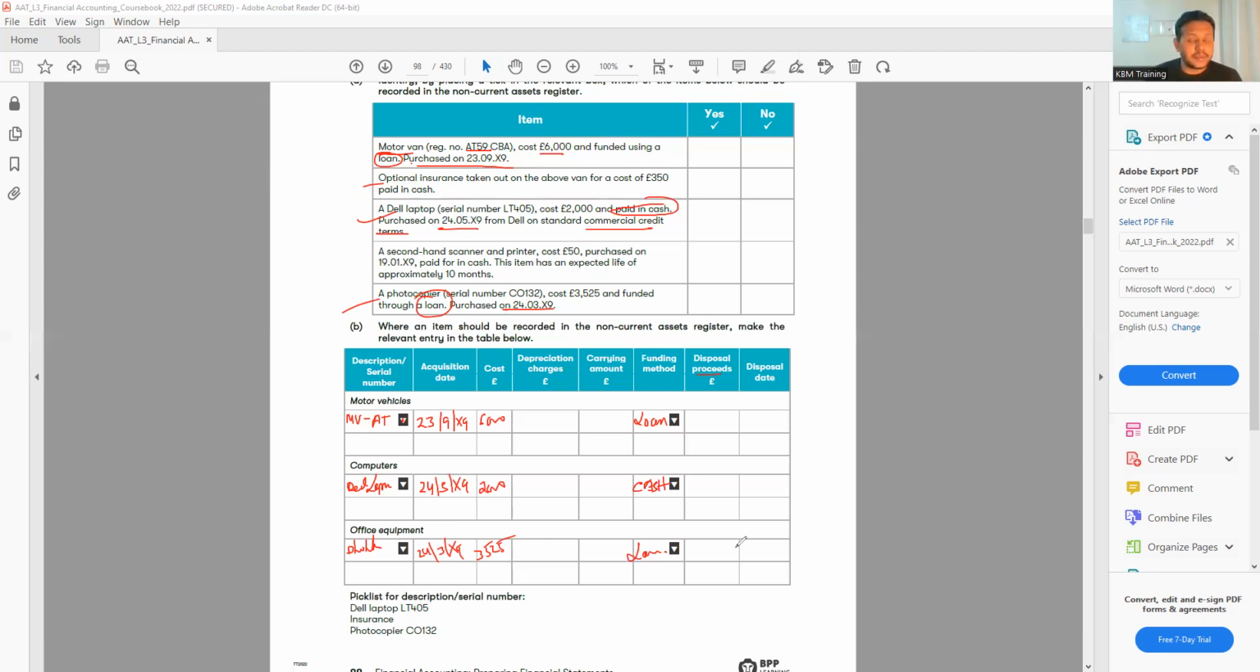But in the exam, we have to complete some more information, for example the depreciation charge, the carrying amount and the disposal as well. When we do our revision, we're going to see exam type questions. So that's how we need to record this information on the non-current asset register. All right, let's move on.